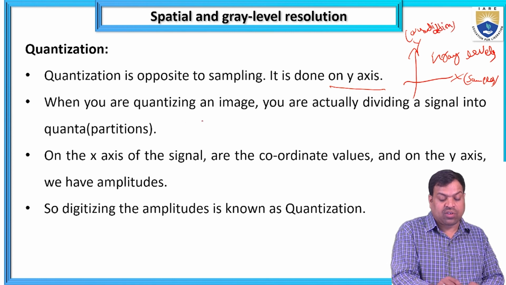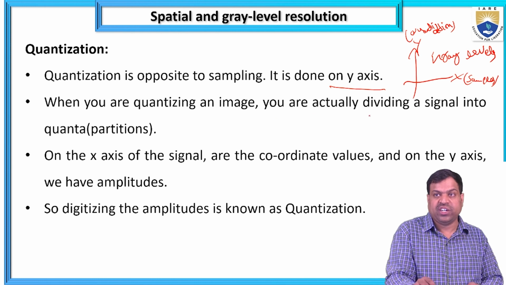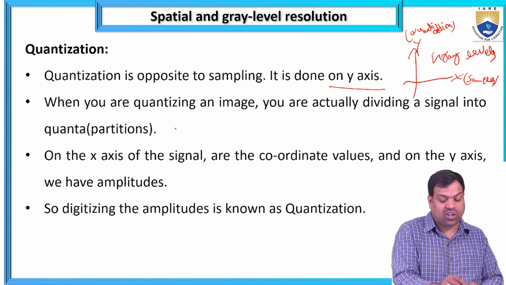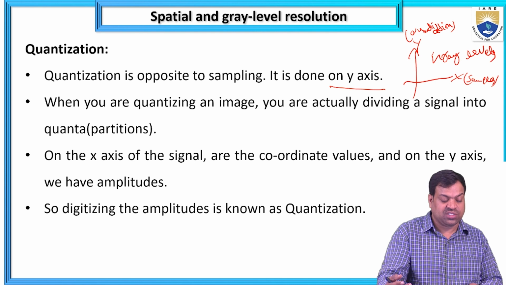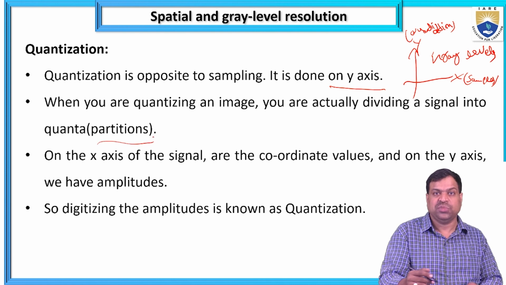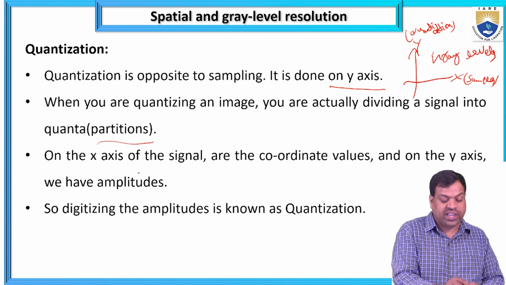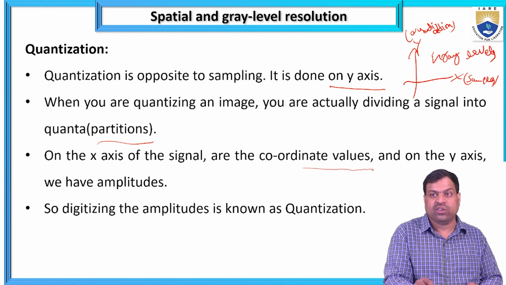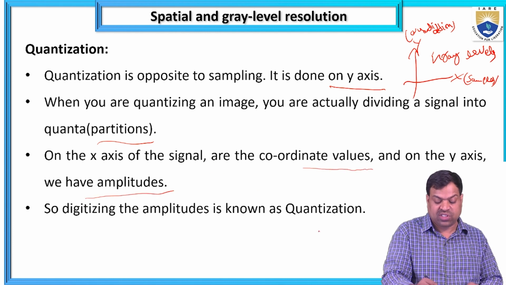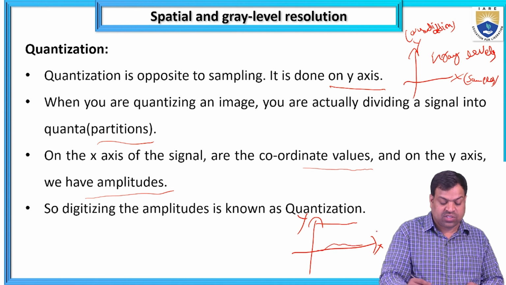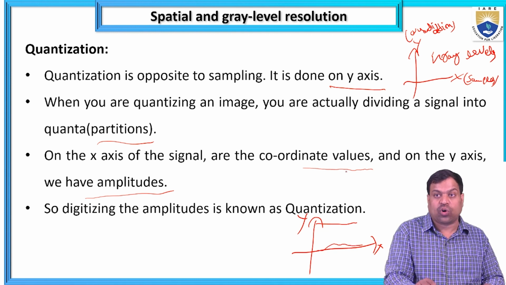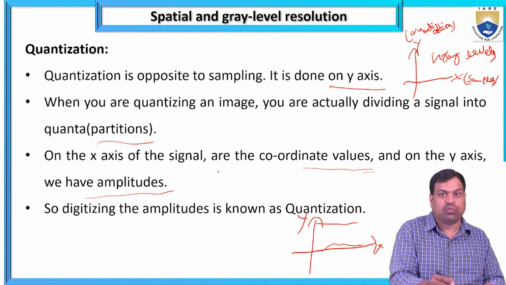When doing quantization of an image, we are actually dividing a signal into quanta or partitions. The number of partitions means quantization levels. The x-axis of the signal is the coordinate values and the y-axis is the amplitude or voltage values.